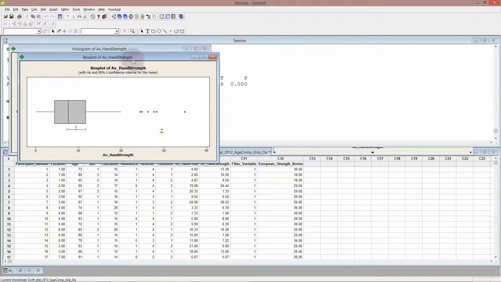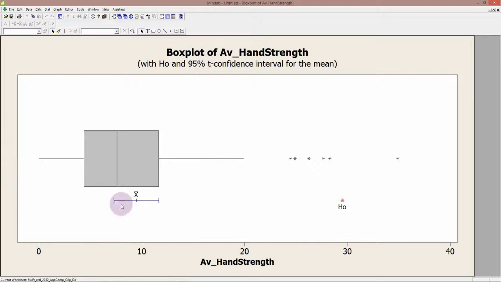This is why I like Minitab. I really like the graphs it does. So let's have a look here. This is beautiful. Love it.